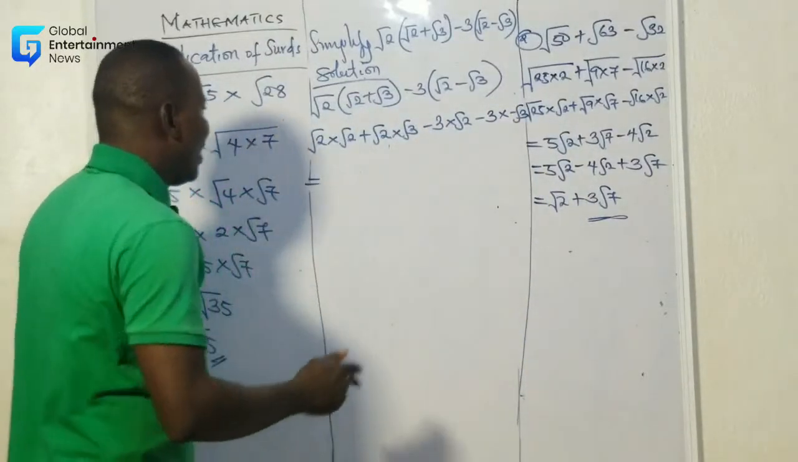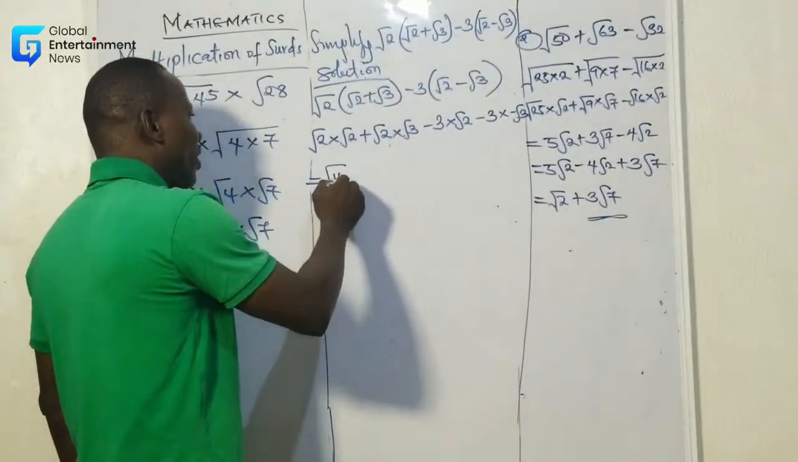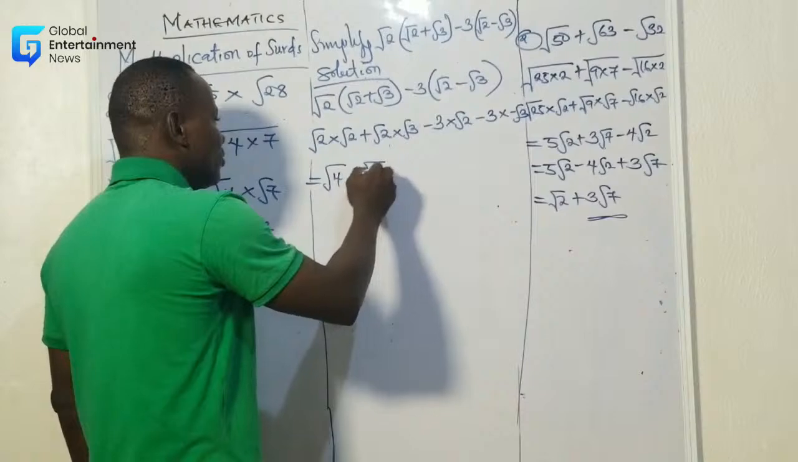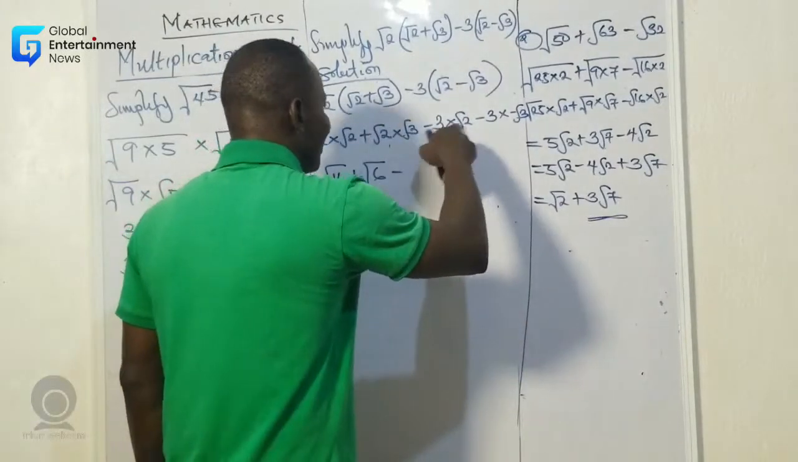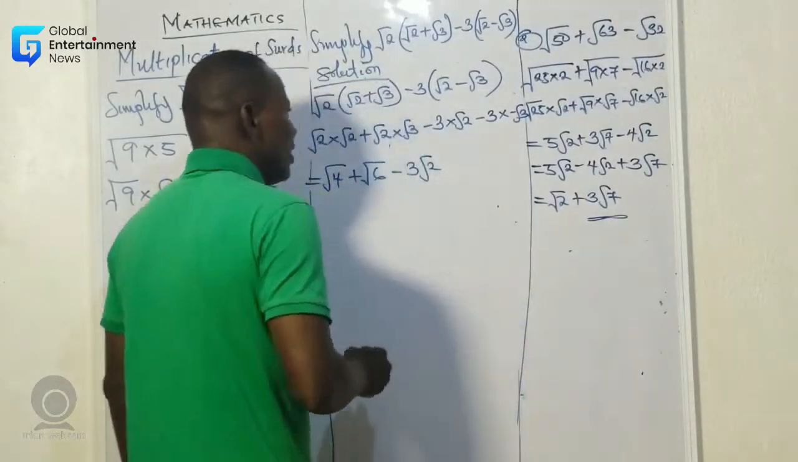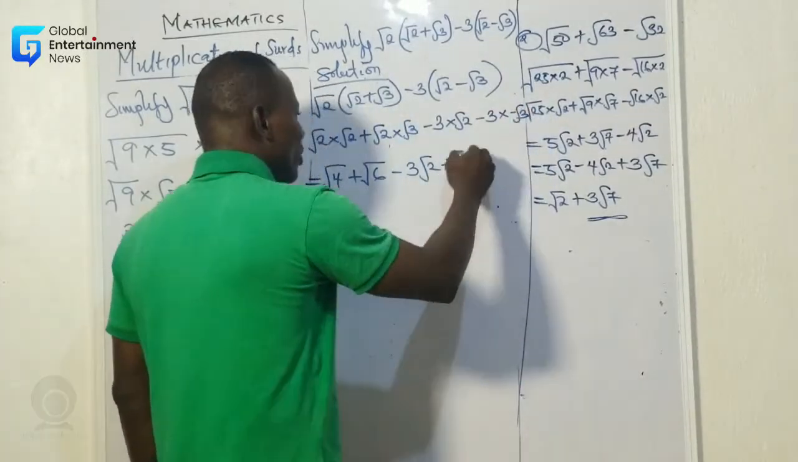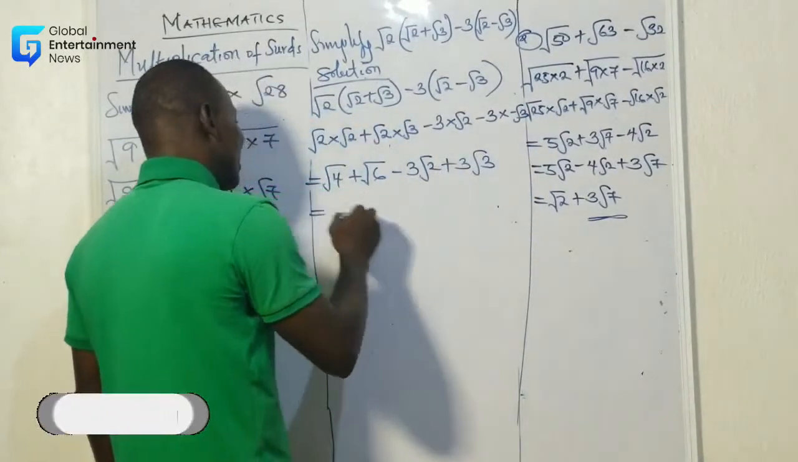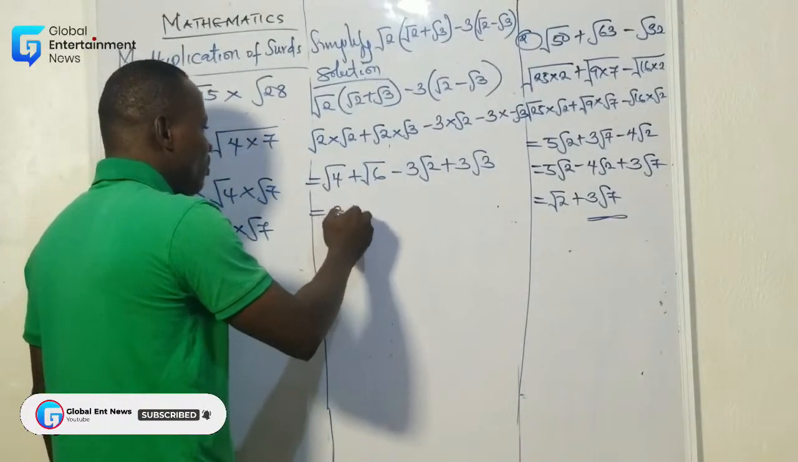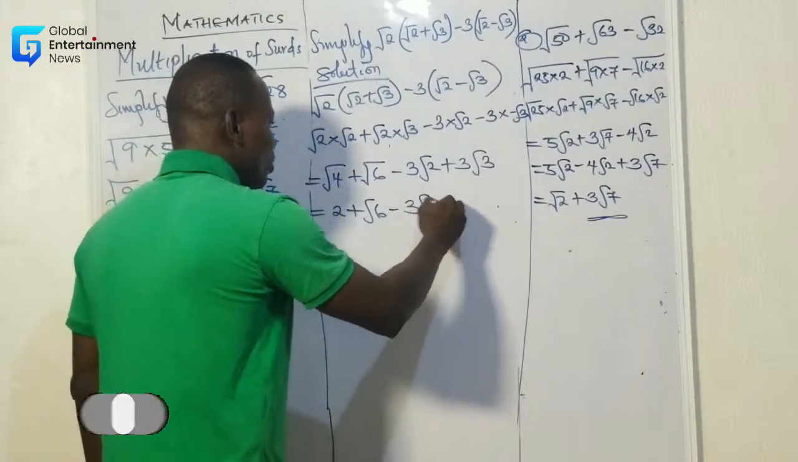So what do I get now? I have root 2 times root 2, which will give me 4. So I have root 4 plus root 2 times root 3, which is root 6, minus 3 times root 2, which will give me 3 root 2. Then minus times minus is plus. 3 times root 3 is 3 root 3. Now the square root of 4 is 2. I have 2 plus root 6 minus 3 root 2 plus 3 root 3.